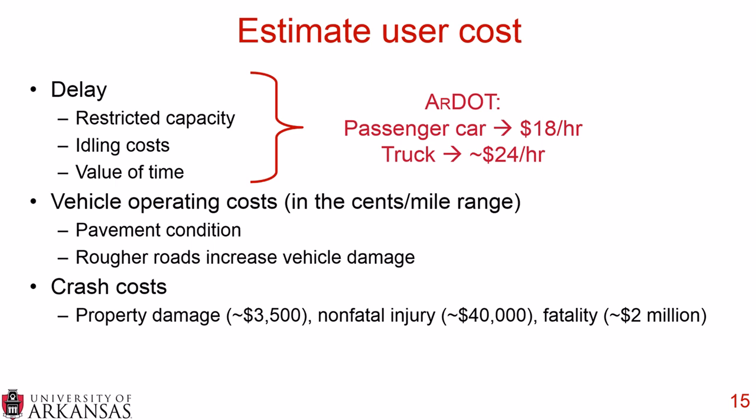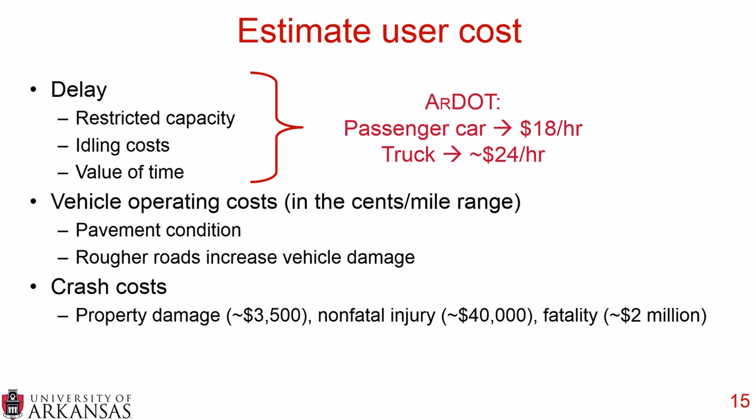And the numbers I found, property damage is around $3,500. Non-fatal injuries can be around $40,000. And if there's a fatality, it's around $2 million. So you can see this is where the costs really start getting high very quickly. And they range greatly, but this gives you a general trend of where the 3 different crash costs are.